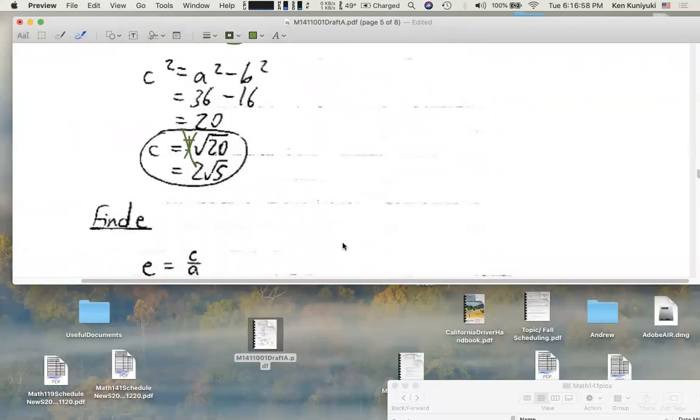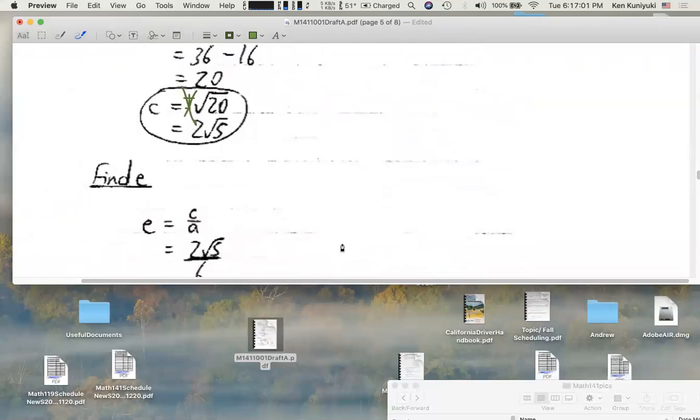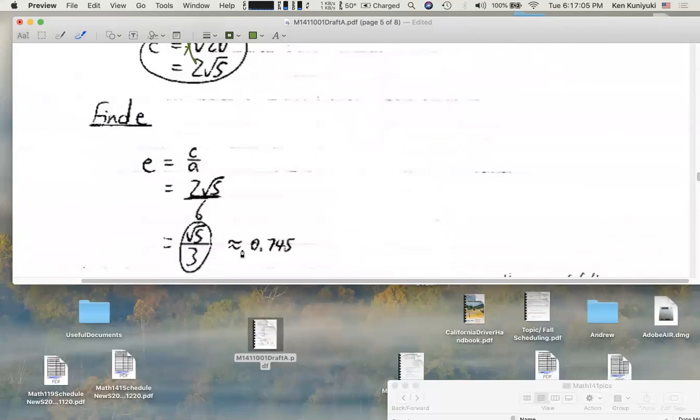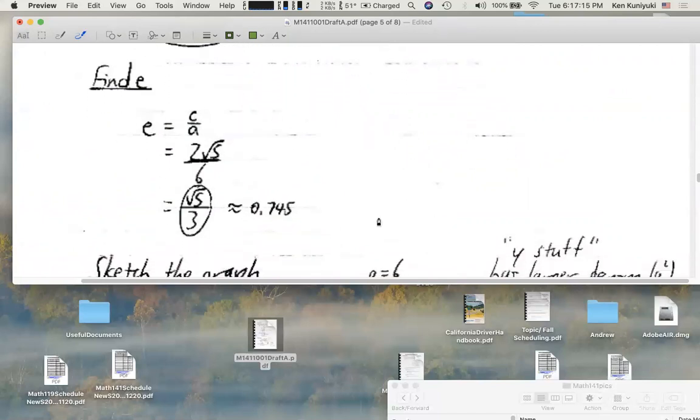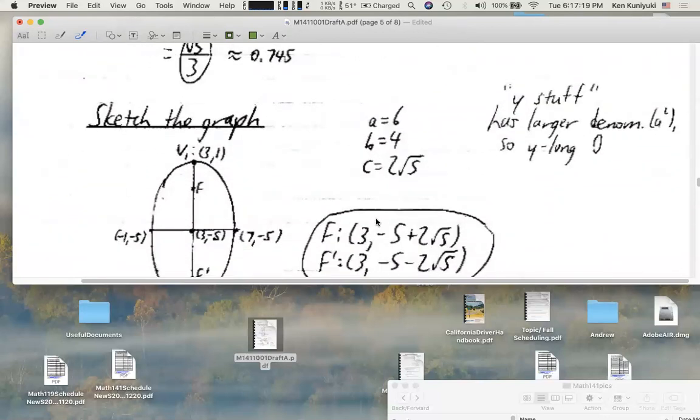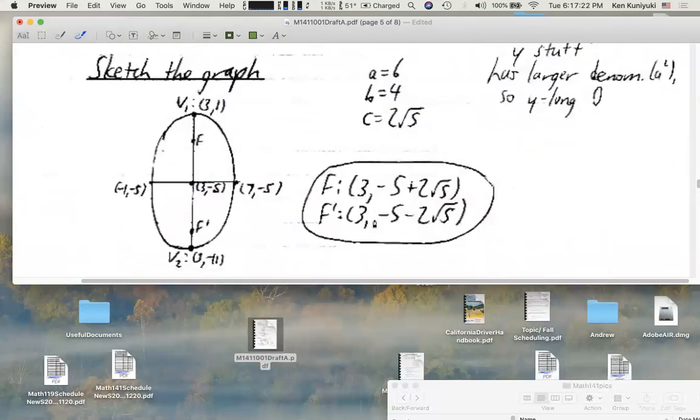Find the eccentricity, c over a. C is 2 root 5, a is 6. Simplify, we get root 5 over 3. If you round that off, that's about 0.745. So fairly elongated. Not too elongated, but fairly elongated. So we sketch the graph. Again, I wouldn't do this to you on a final exam, but you should know the anatomy of this. You should know what points are involved here and these various parameters.